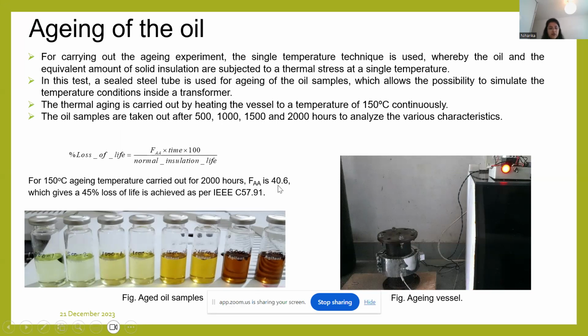For the 150-degree aging temperature, there is a formula by which we can calculate the loss of life. This is 40.6. It's a factor which is given in the standard, so it can be used. For 2,000 hours, we get a 45% loss of life. If you want to carry out aging for a higher duration, that can also be done. There are different factors given in the IEEE standard, which can be used to ascertain the loss of life.